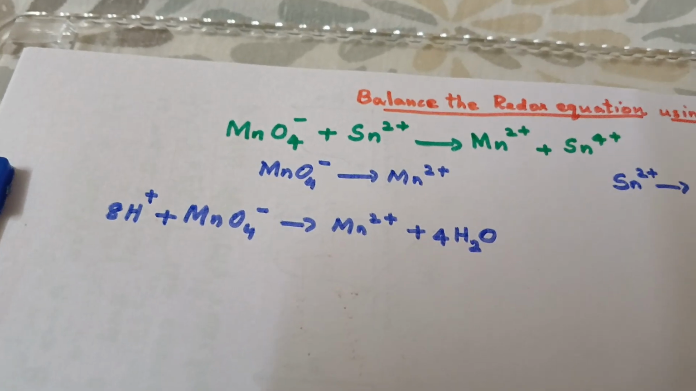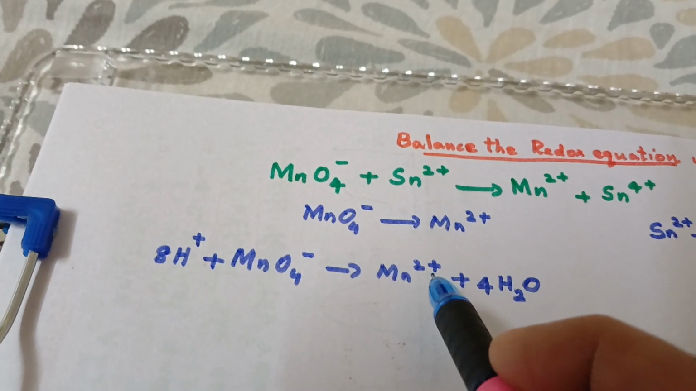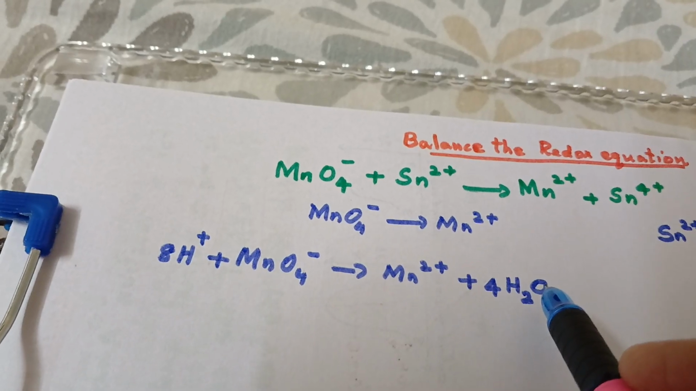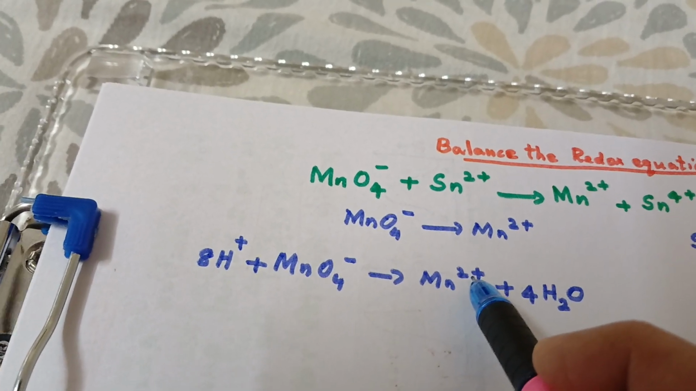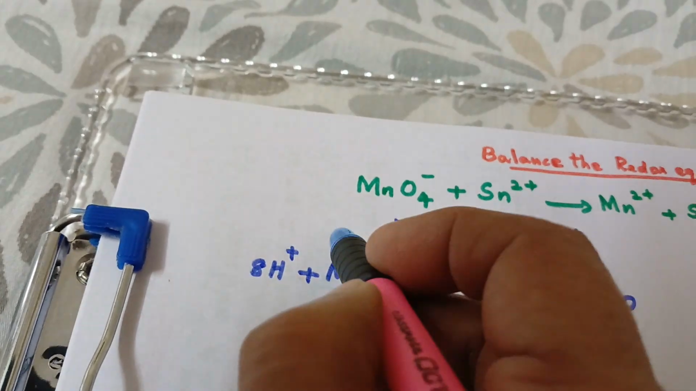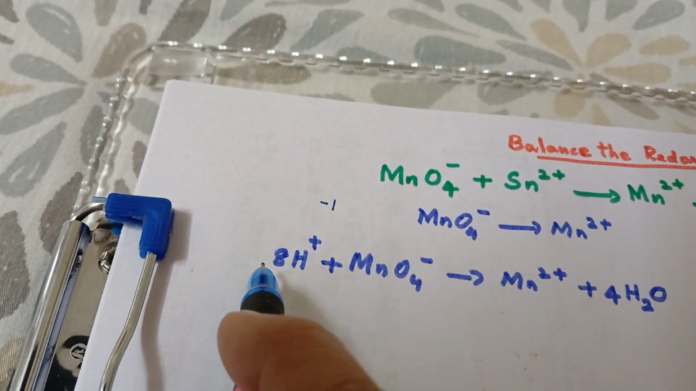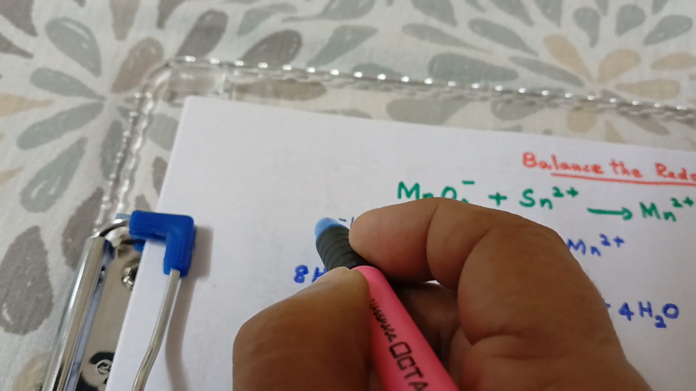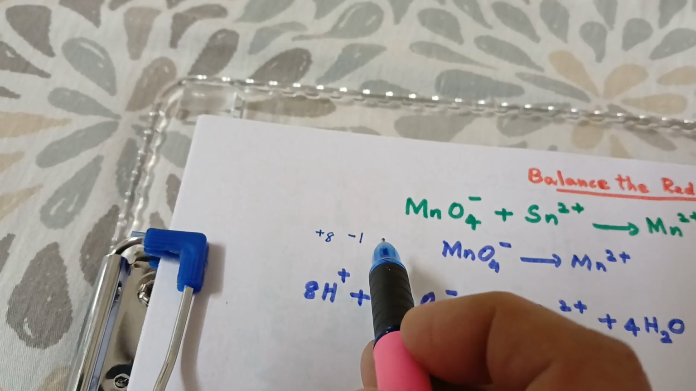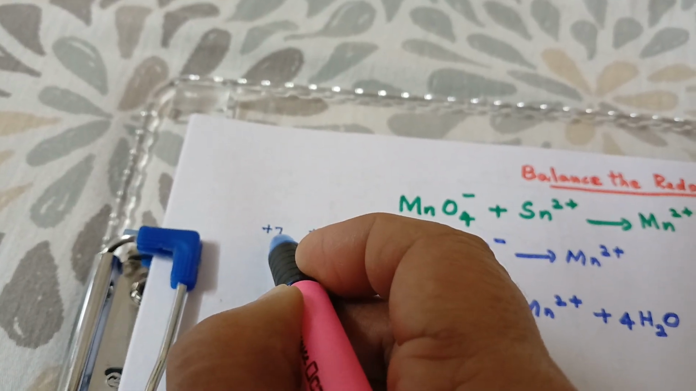Let us look at the charges. Here we have plus 2 charge on the right hand side. Water does not have any charge on it. So plus 2 on the right hand side. What about the left hand side? We have minus 1 and plus 8 from the H⁺ ions. So plus 8 here on the left hand side. Plus 8 and minus 1 will give us a resultant of plus 7.